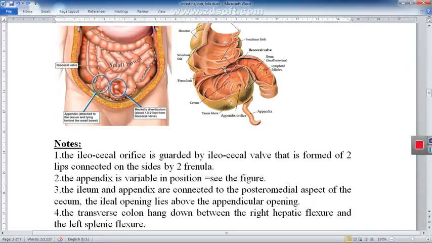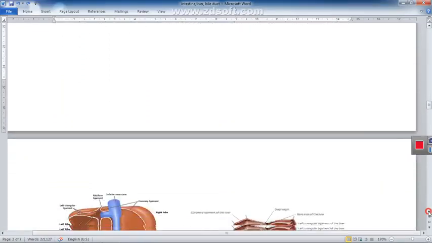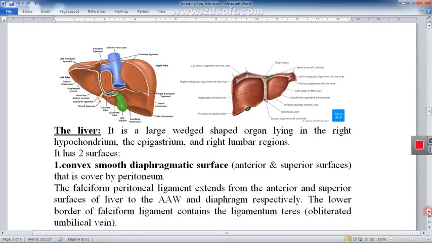The mouth is guarded by an upper lip and a lower lip. The lips are connected by a frenulum. And below this ileocecal valve is the valve of the appendix, or the opening of the appendix. Both the ileocecal and the appendicular orifices are located on the posteromedial aspect of the cecum. This is all in consideration of the large intestine.